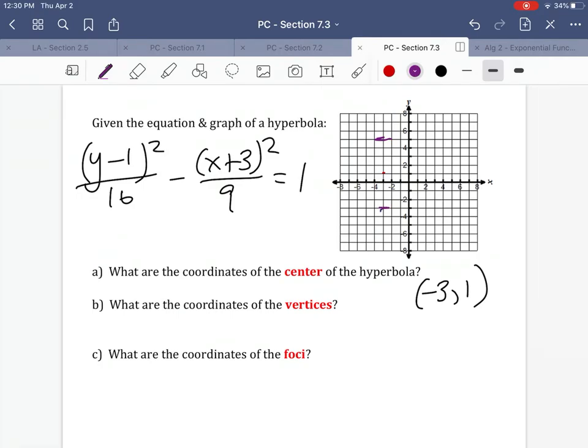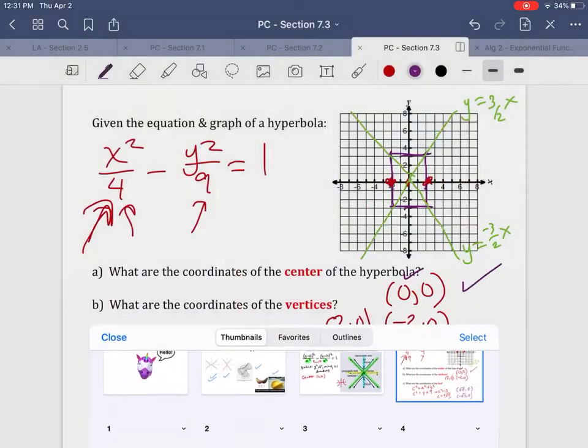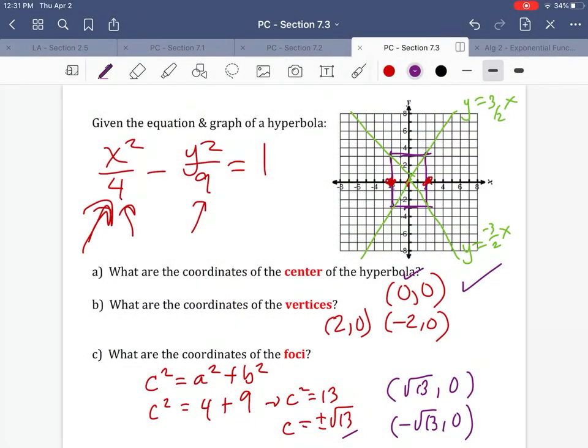Then I'm going to go 3 in the x direction, so back to here, and up 1, 2, 3, up to there. So if you draw that box there, that's going to help us with our asymptotes and also our vertices. All right, so this is going in the y direction.